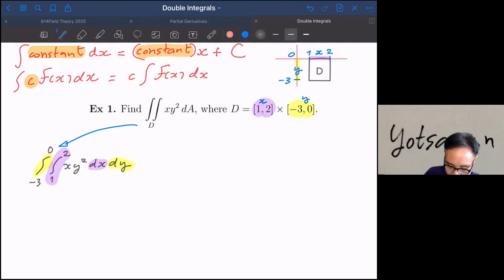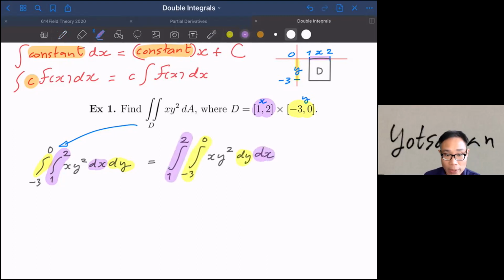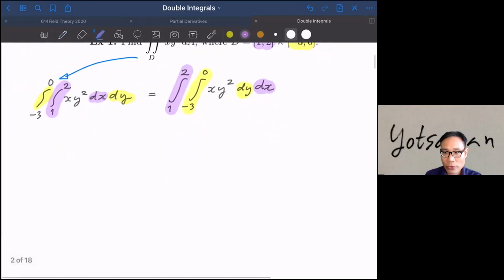And I told you that we'd be able to set this up in another way, so you can have y inside. So you have the double integral of xy squared dy dx, with y from -3 to 0 and x from 1 to 2. You see that you have the yellow one inside and the purple one outside. So these are two ways to set up this double integral, and we're going to compute its value.